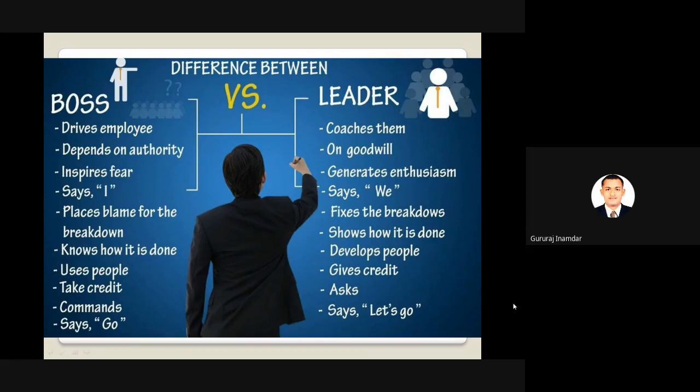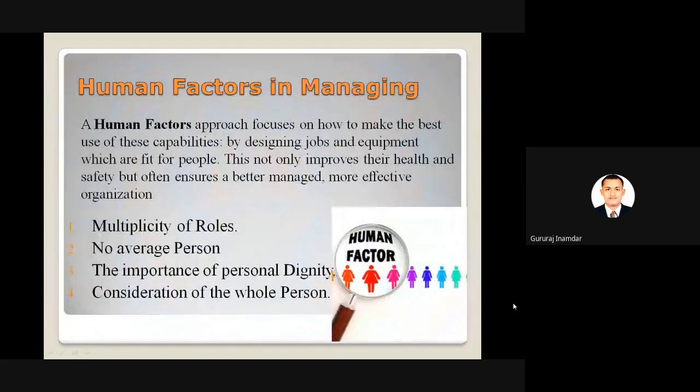Okay, so every engineer or every employee should know what the qualities of leadership are, what we can compare between boss and leader. Okay, so this is a difference that will be helpful for changing our behavior. Keep in mind all of you, if you will be in industry or any organization, try to work with the help of leadership qualities. Okay, then and only your growth and satisfaction of work will be there. Okay, so this is a difference between boss and leader. Now some human factors in managing.